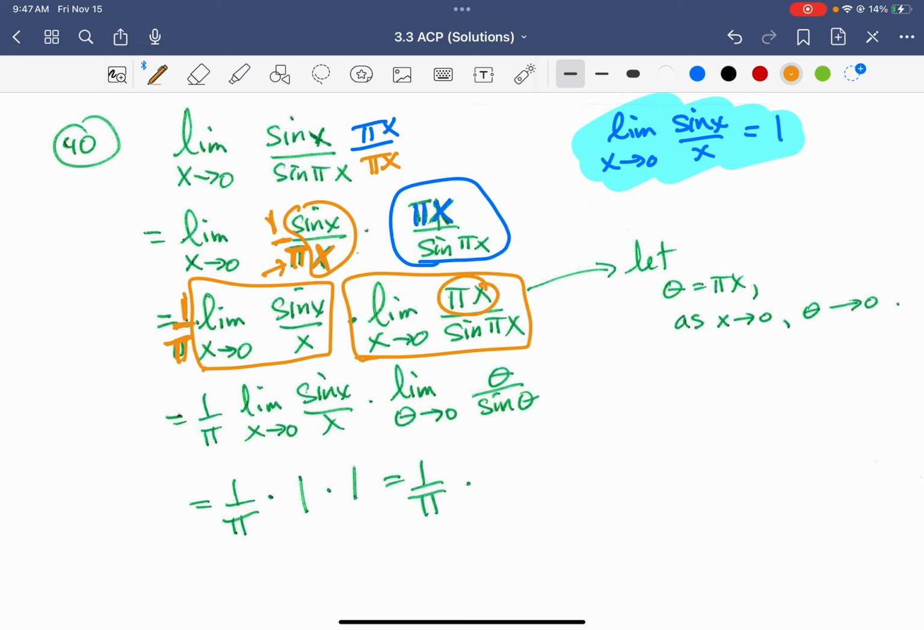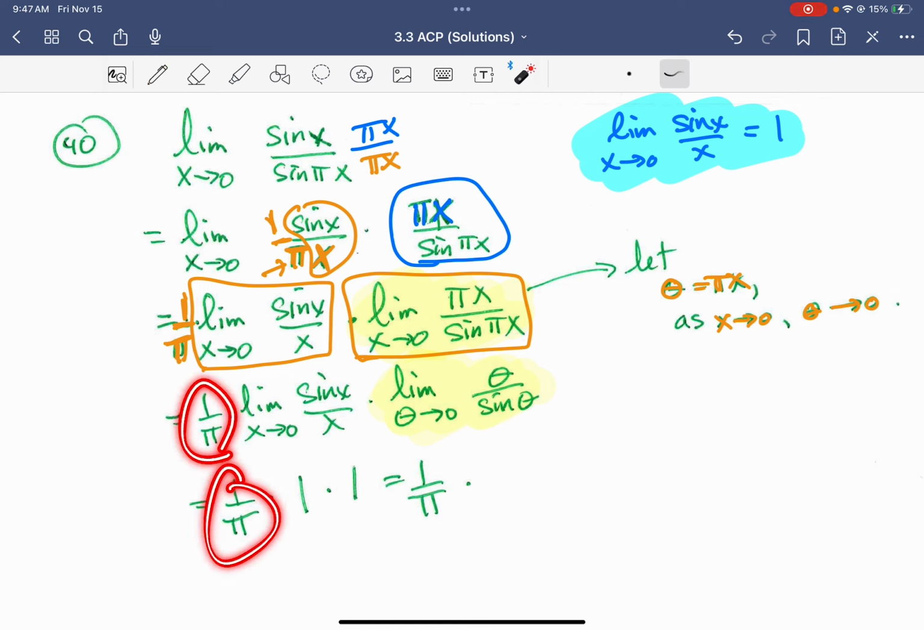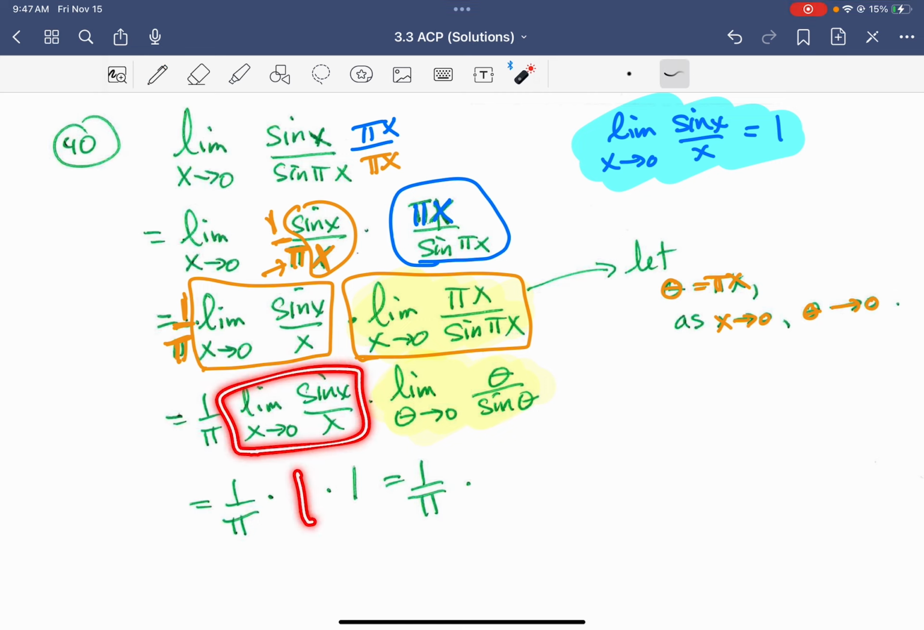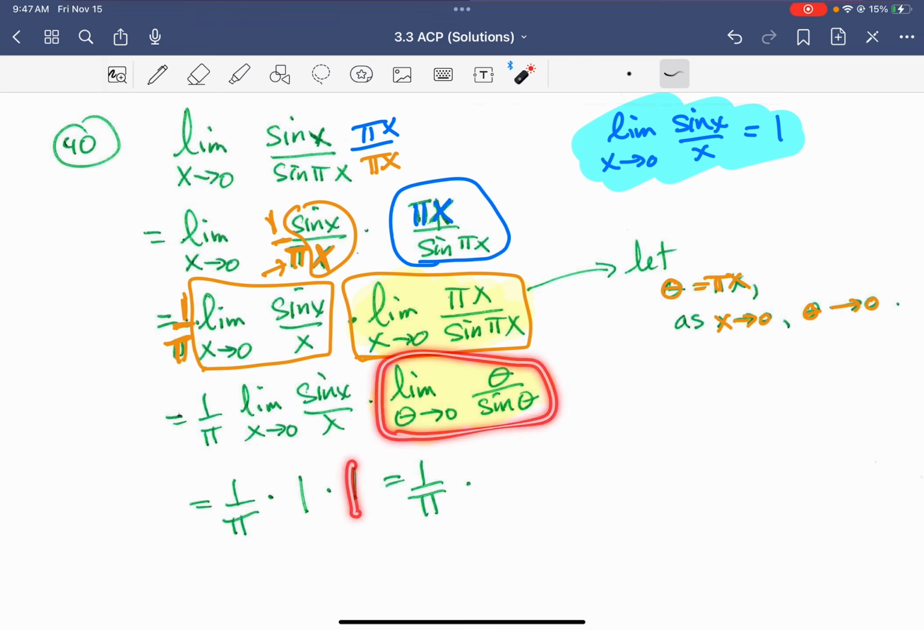But I wish this was just one variable, so I let theta equal pi x. I just give it a name and say, let that be a variable by itself. And the good thing is, as x goes to 0, theta is also going to go to 0. So this stuff here in yellow can be replaced with its equivalent version in terms of theta right below it. Then this is a constant, this goes to 1, and this goes to 1. So when you multiply these together, you get 1 over pi.